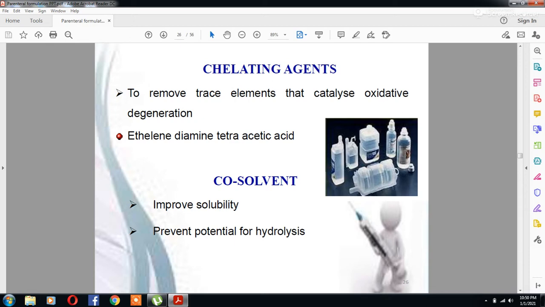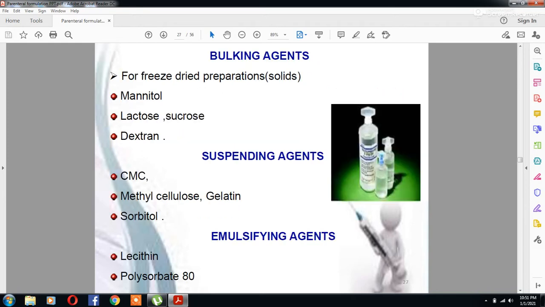Chelating agents are those agents which are used to remove trace elements that catalyze oxidative degradation. For example, ethylenediaminetetraacetic acid, that is also called EDTA. Co-solvents are also used in order to improve solubility, and they can prevent the potential for hydrolysis. Bulking agents are the agents used for freezing or for freeze dried preparations, solids.